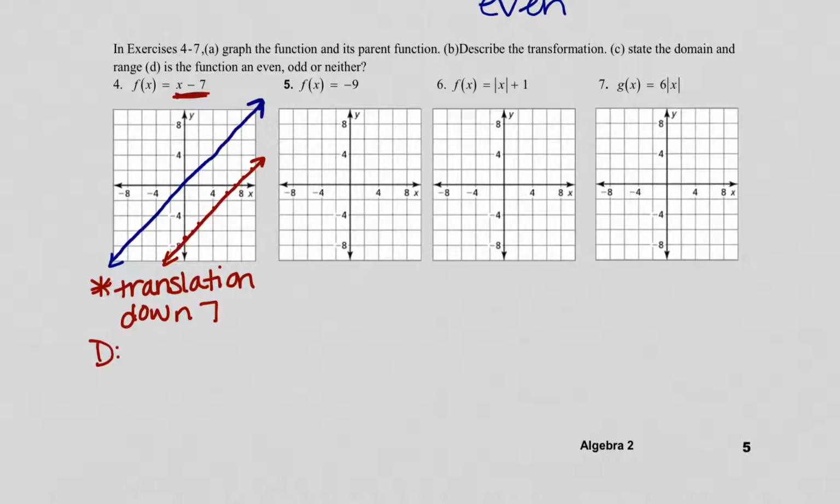The domain is all real numbers because it's going left and right forever. Oh my goodness, I can't spell. And the range, it's going up and down forever, so it's all real numbers.